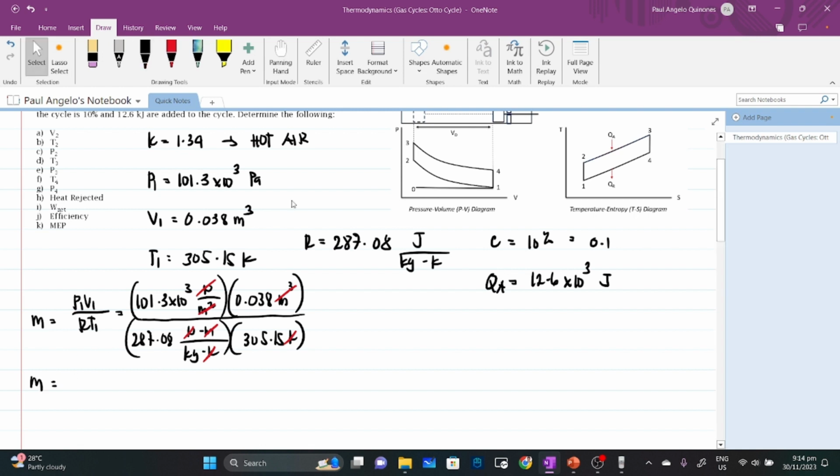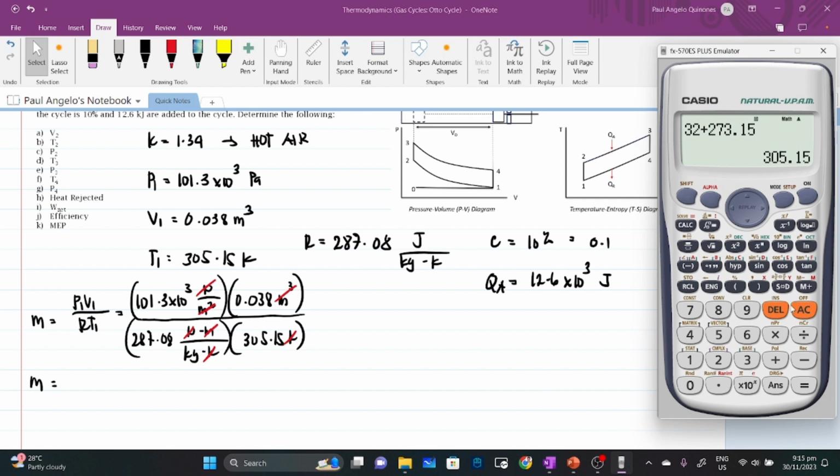If we plug it in our calculator, we have 101.3 kilo times 0.038 divided by 287.08 times 305.15 equals, so we have the mass of 0.0439 kilograms.